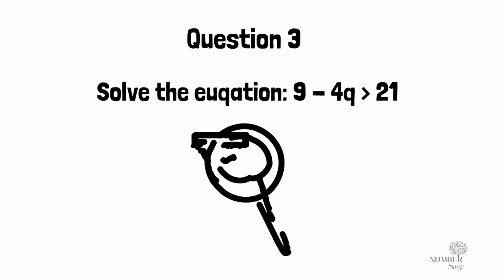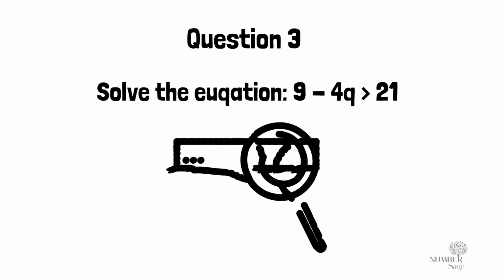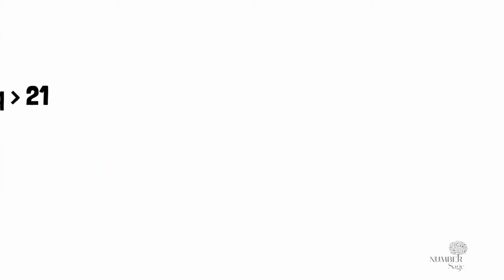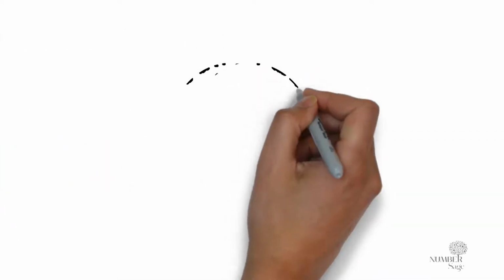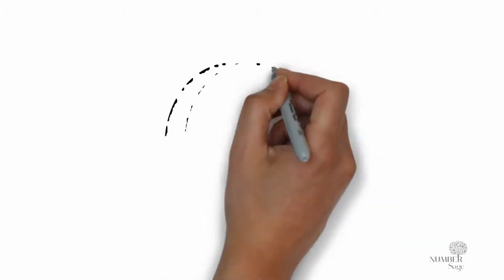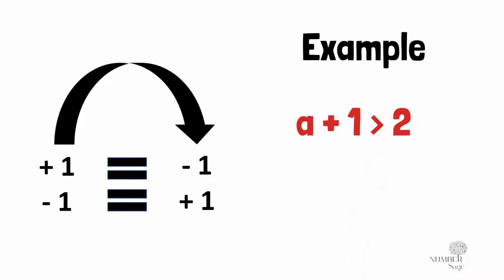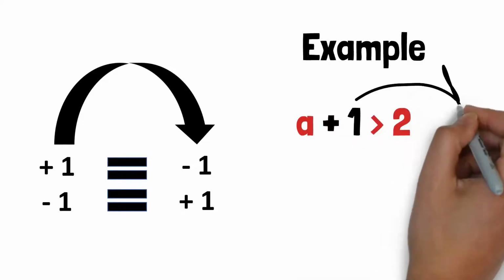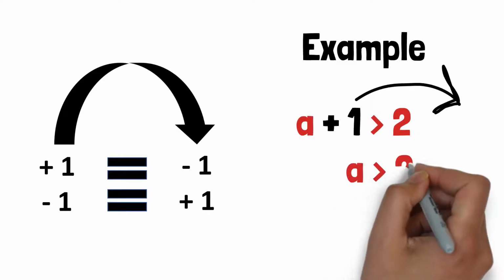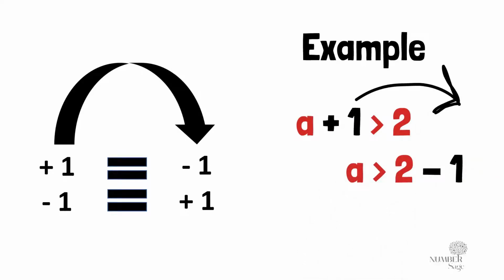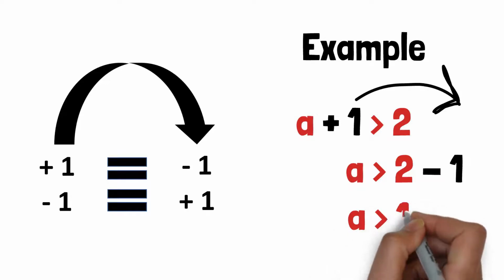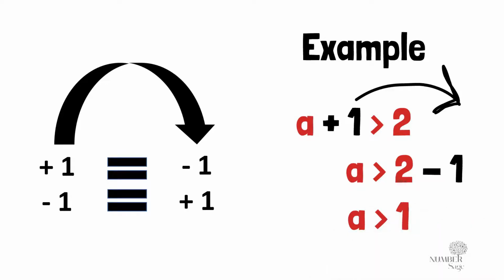Before we solve the question, let us look at the concept or approach that we can take to solve the question. Whenever there is a number movement from one side to another, the operation of the number changes with it. For instance, take a plus 1 is larger than 2. To find a, we'll have to move the positive 1 to the other side. When we move positive 1 to the other side, the operation changes from addition to subtraction. Hence, it becomes a is larger than 2 minus 1. Then further can be shortened as a is larger than 1.